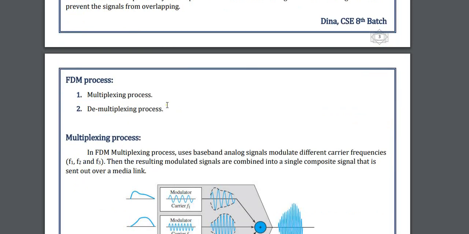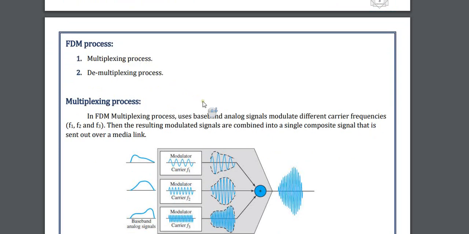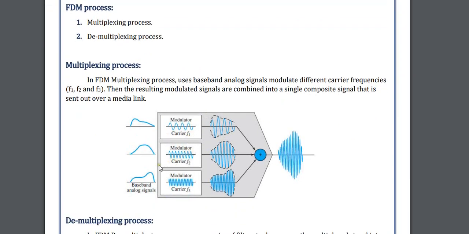FDM processes. Here are the multiplexing process and the demultiplexing process. The multiplexing process is used to generate a signal from several inputs. That means here we have the modulator and carrier section. Here we are giving the inputs. Here the input is like this, and here the input is like this. So by modulator and carrier we will generate different signals, and after combining them we will generate one link. That is the work of the multiplexing process. The multiplexing process takes several channels and puts them into one link.